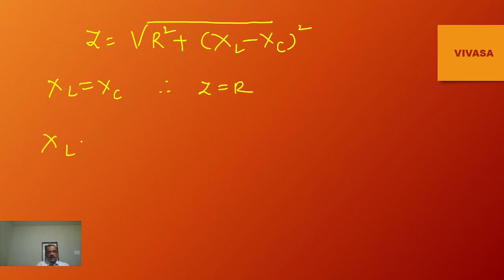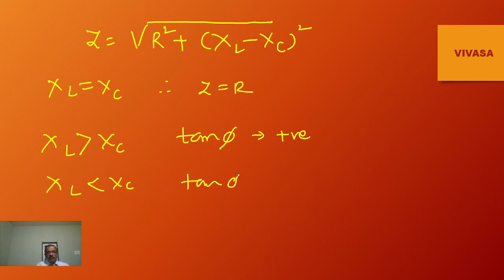Another case: XL is greater than XC. In this case tan phi is positive. That means it is the upper half cycle. And when XL is less than XC, tan phi is negative. This is the lower half cycle. That means tan phi becomes negative. Then this is called a resistive circuit, this is an inductive dominated circuit, and this is called a capacitive dominated circuit.